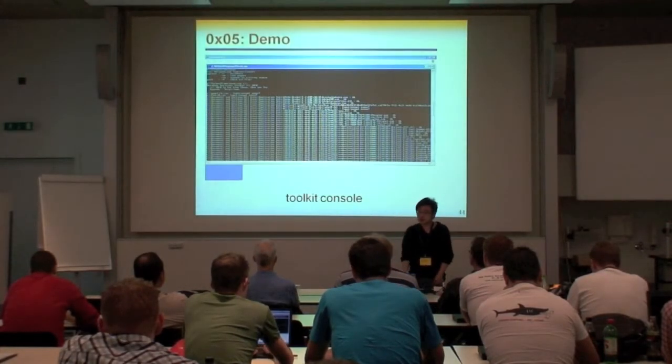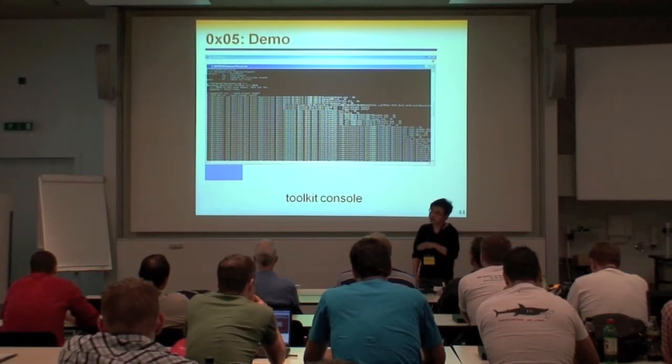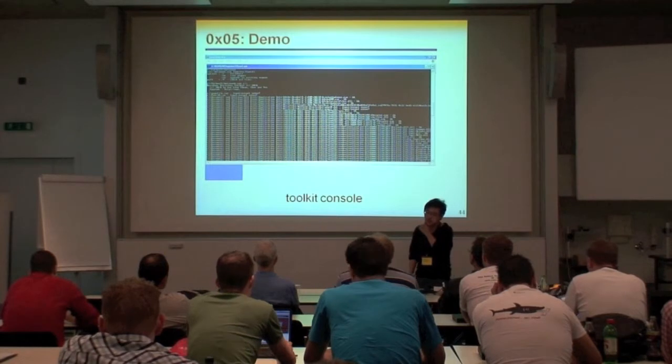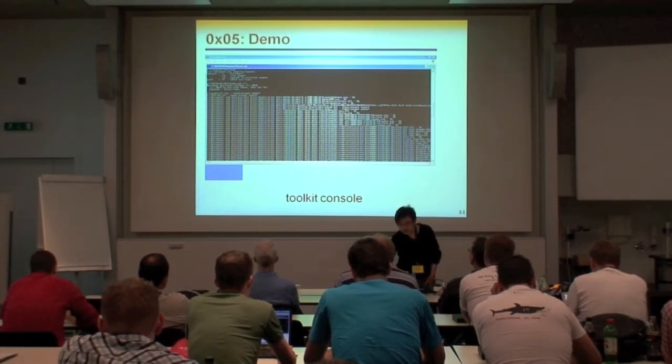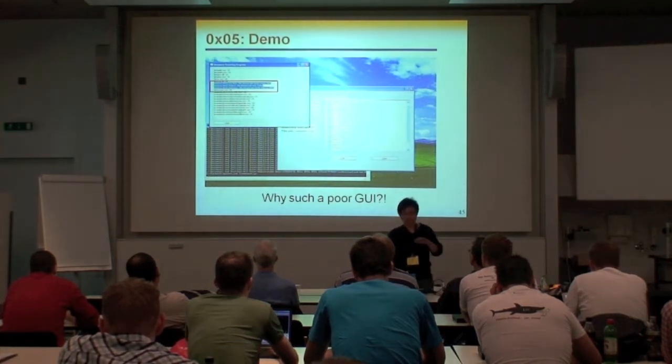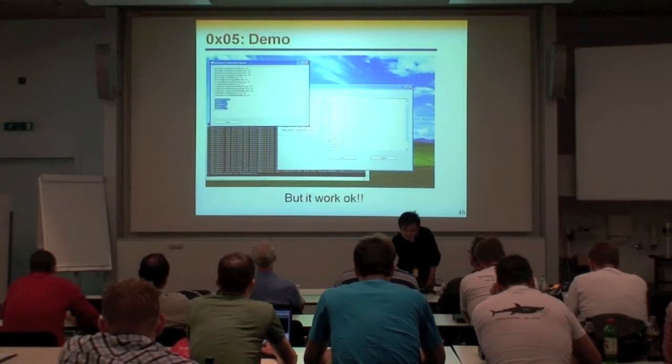And currently, the toolkit supports console and GUI versions. This slide shows you the example of the console result after using the toolkit to scan the C drive. And this is an example of the GUI version. It's quite an ugly outlook, but it works okay.